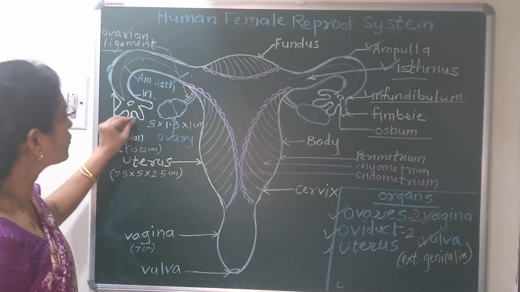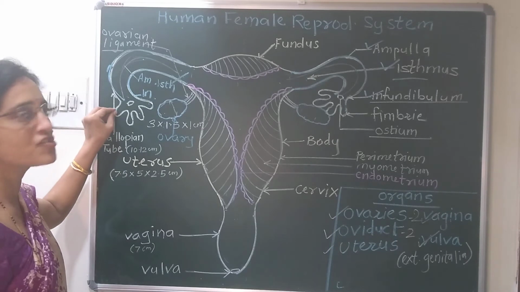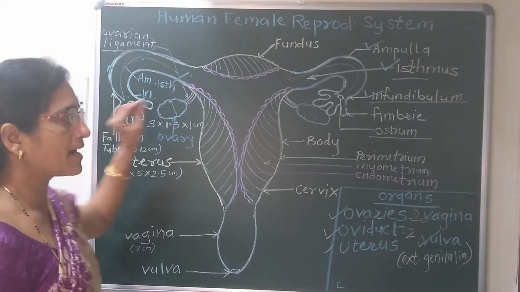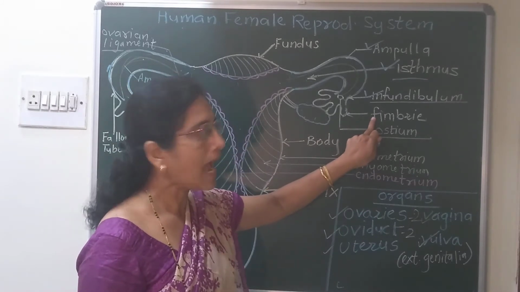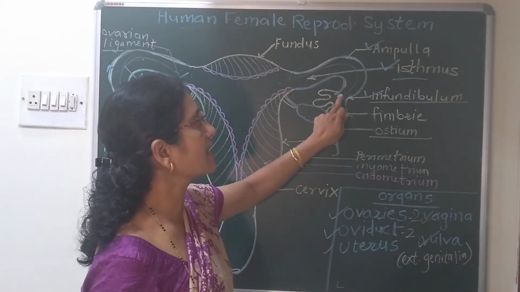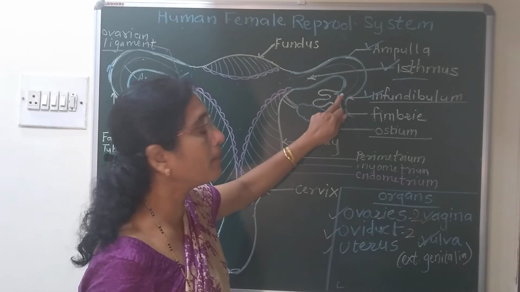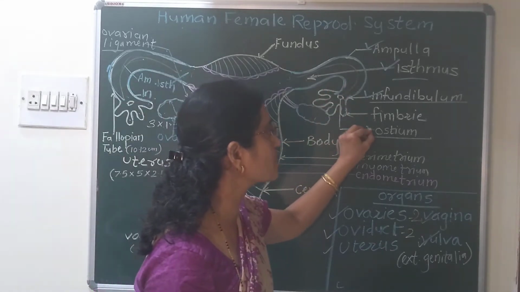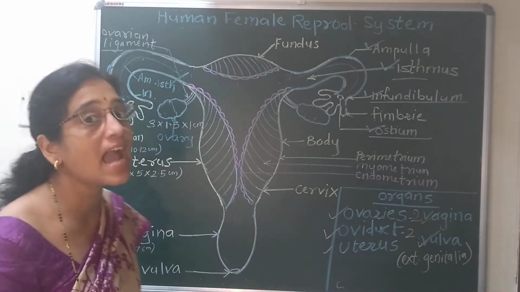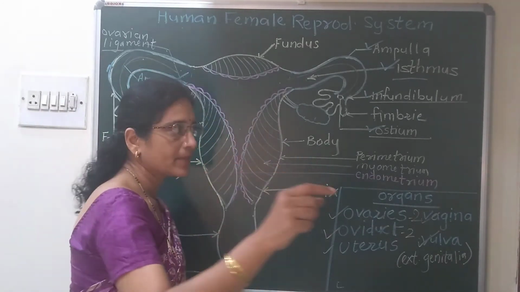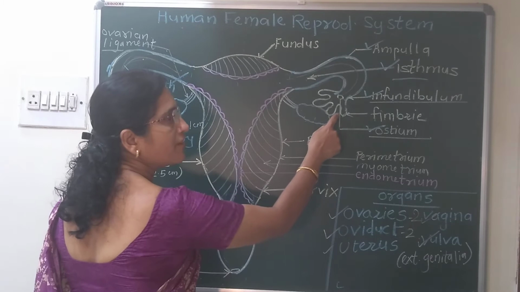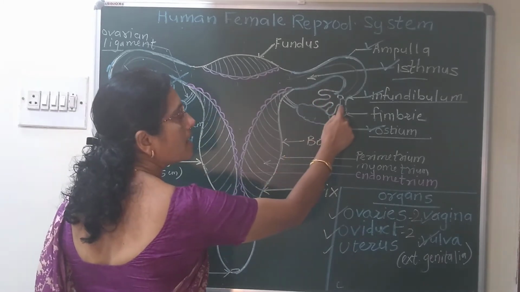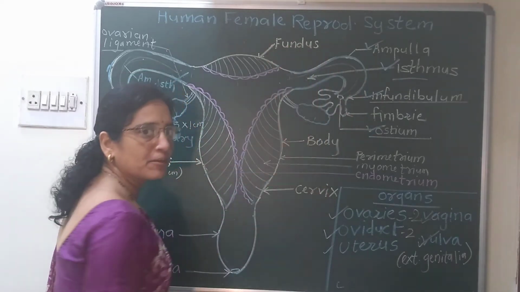This fallopian tube has finger-like structures, called fimbriae. The fimbriae encircle an opening from where the tube starts. That opening is called the ostium or ostia. Ostia means opening. So ostia and fimbriae are present at the part of the infundibulum.